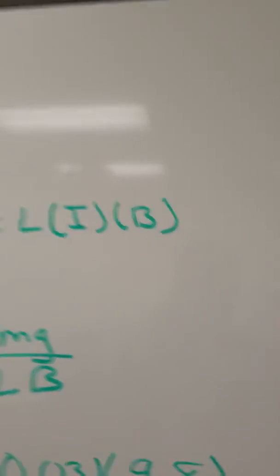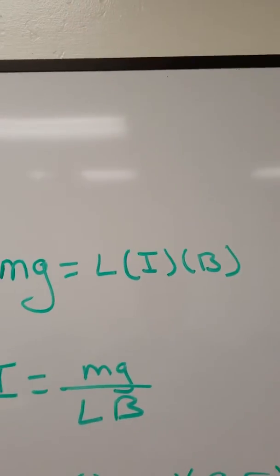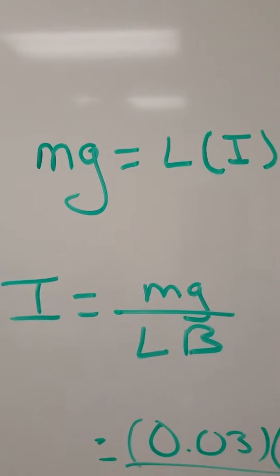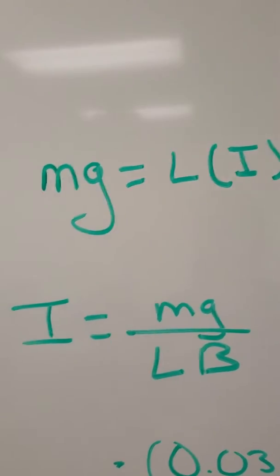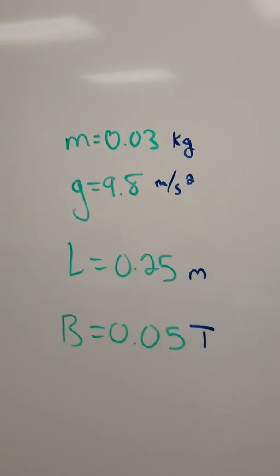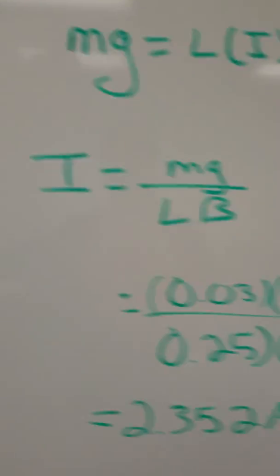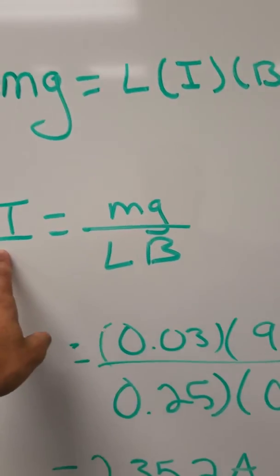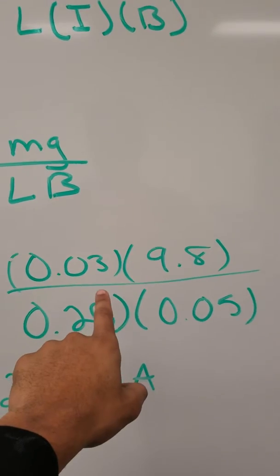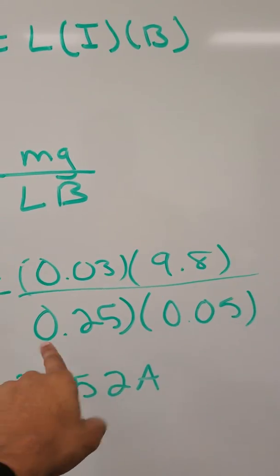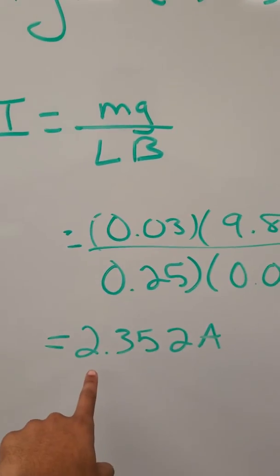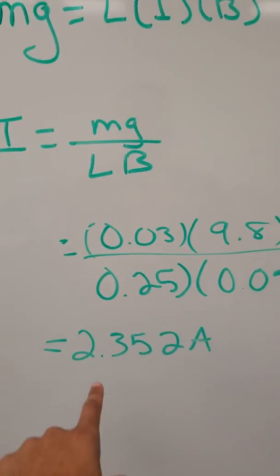So we have to use the equation mg equals the length of the rod times the current times the magnetic field. Then we work with that equation to solve for the variable I, which is our current. Given these values of m, g, l, and B, we plug them into this equation to solve for the current, plugging in 0.03, 9.8, 0.25, 0.05, we get that the current flowing through the wire is 2.52 amps.